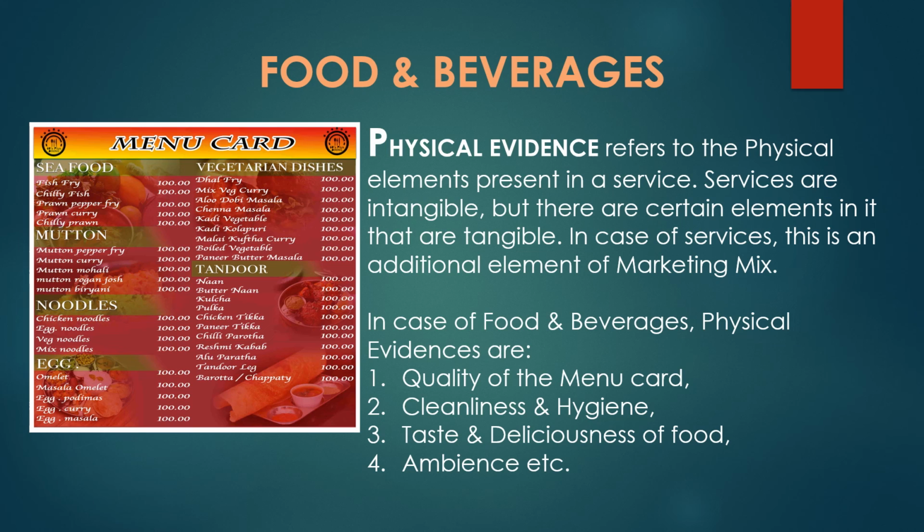And ambience. Ambience refers to the atmosphere we feel in the restaurant. In many restaurants, it's a practice to keep aquarium, flower pots, show plants, show pieces, and special lighting, ACs. So this is all to create a good ambience, okay, a good atmosphere in the restaurant. So these are the physical elements which we can observe in the delivery of a service.